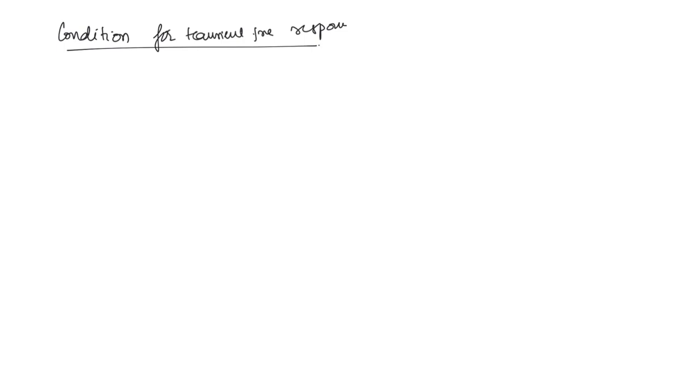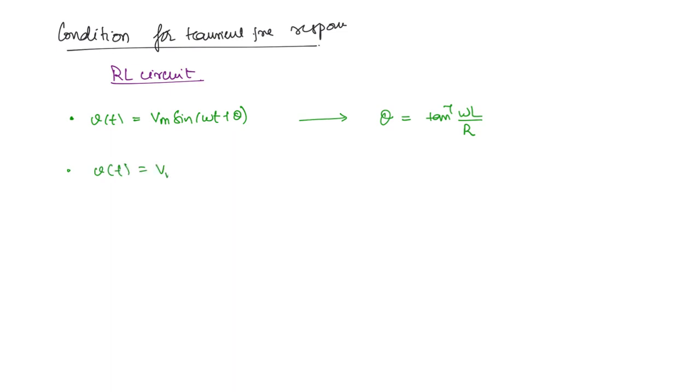So we have discussed various cases for the RL circuit. Right. So what was the first thing that we saw? When the source voltage was equal to Vm sine omega t plus theta, then the condition was that the initial phase angle theta should be equal to tan inverse omega L by R. And when v of t is equal to Vm cos omega t plus theta, then what will theta be? Tan inverse omega L by R plus pi by 2.